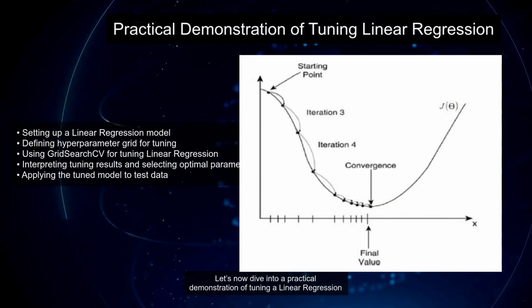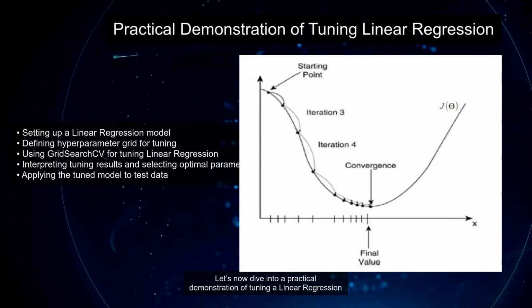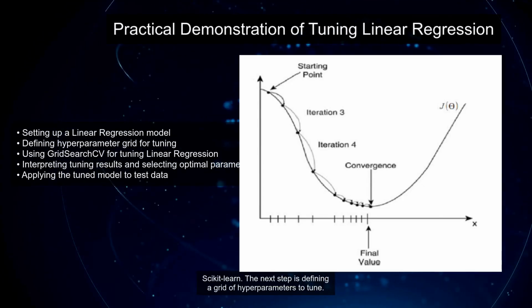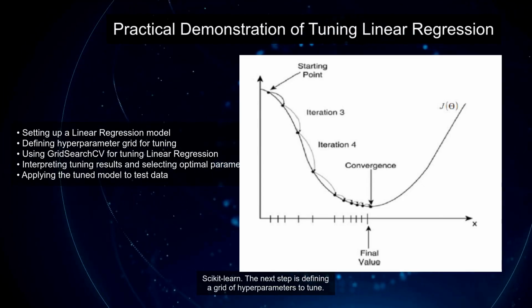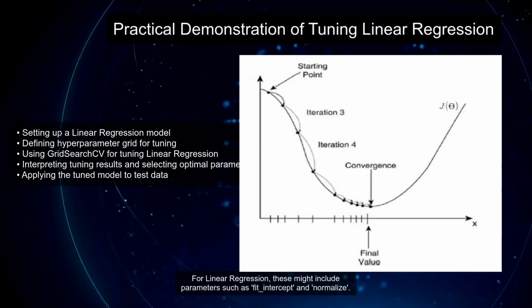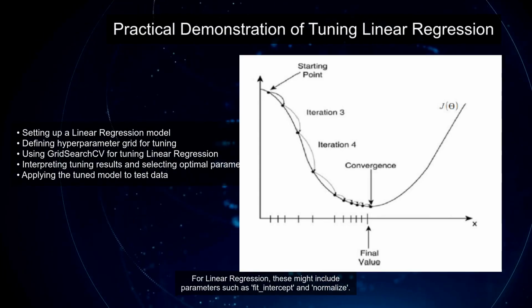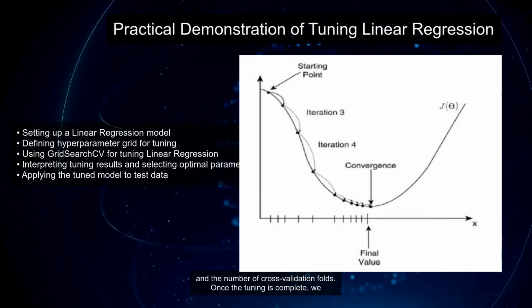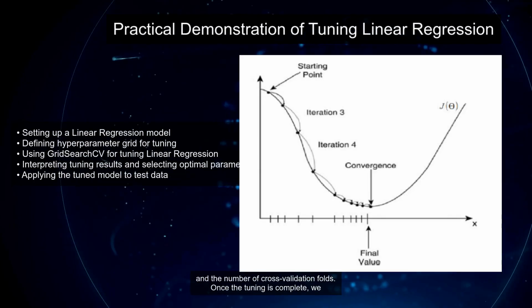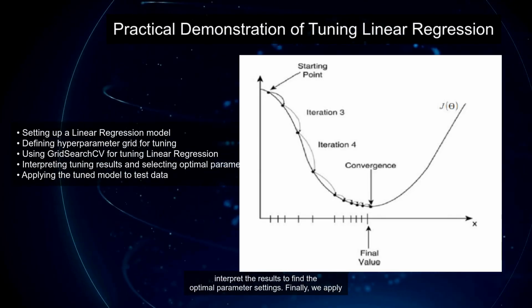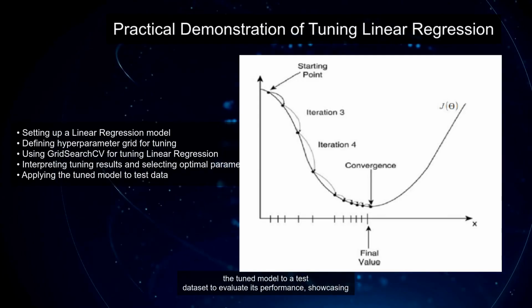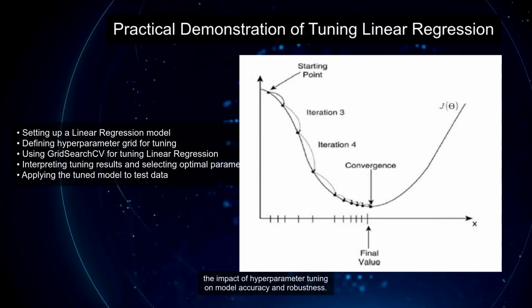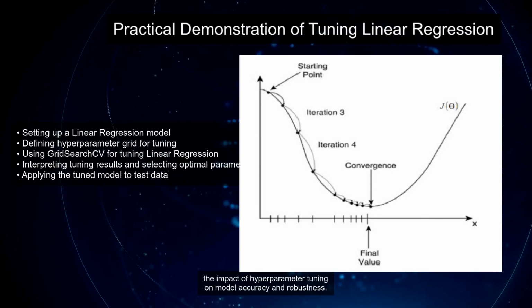Let's now dive into a practical demonstration of tuning a linear regression model. We begin by setting up a basic linear regression model using Scikit-learn. The next step is defining a grid of hyperparameters to tune. For linear regression, these might include parameters such as fit_intercept and normalize. We then use GridSearchCV to perform the tuning, specifying the parameter grid and the number of cross-validation folds. Once the tuning is complete, we interpret the results to find the optimal parameter settings. Finally, we apply the tuned model to a test dataset to evaluate its performance, showcasing the impact of hyperparameter tuning on model accuracy and robustness.